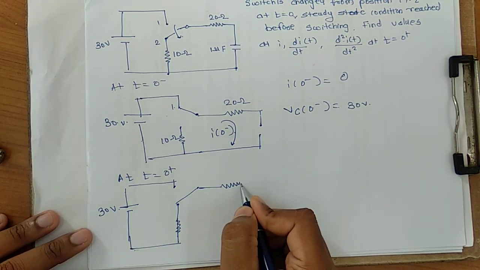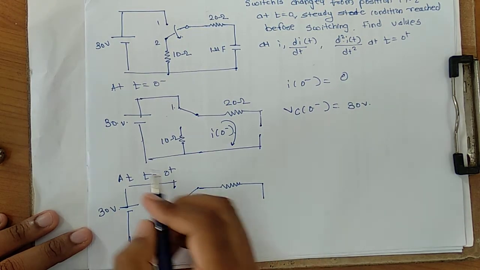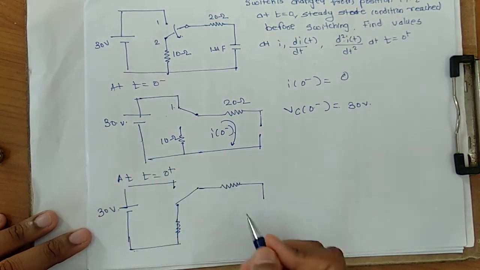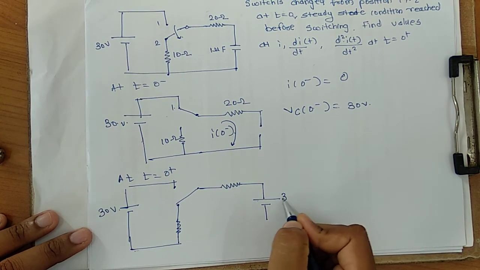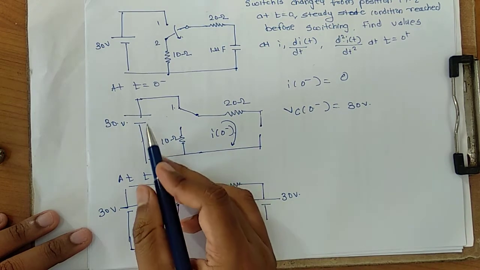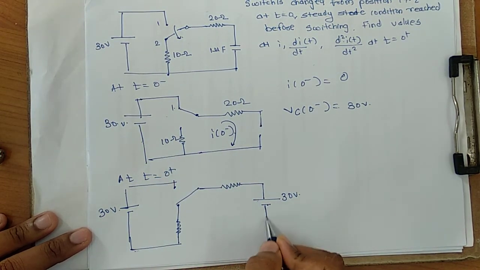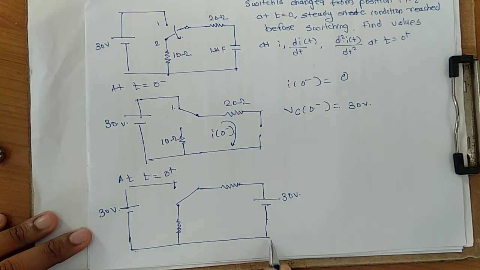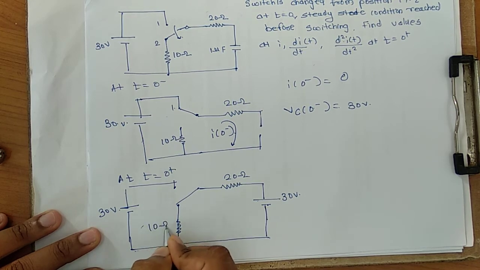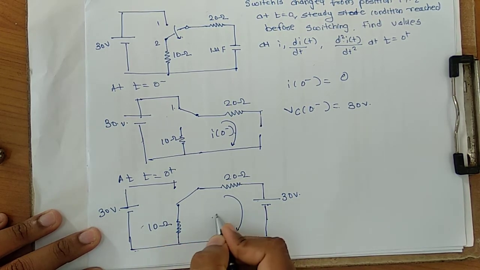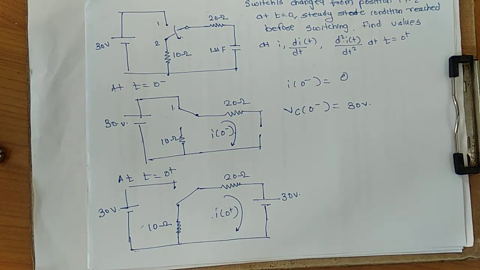At t is equal to 0 plus, what will happen here? This capacitor will work as a 30 volt source. We can go through that table, so you will understand why I am writing 30 volt here, because the previous voltage source will act here as a source, that is 30 volt, and 20 ohm, then 10 ohm, and this is I of 0 plus. Now I of 0 plus you have to calculate.